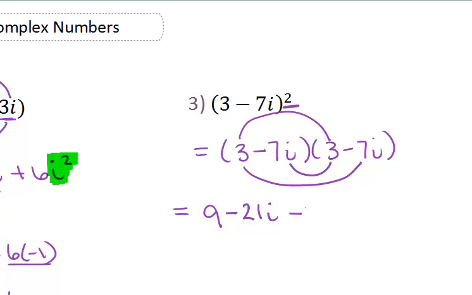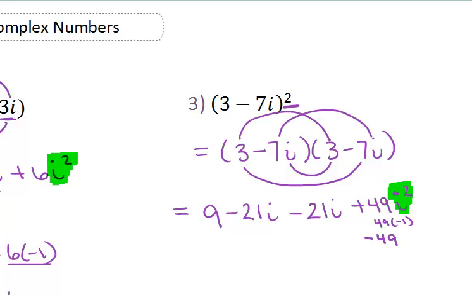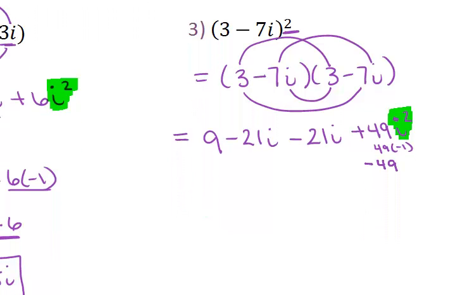Inside, negative 7i times 3 gives me a negative 21i. And last, negative 7 times negative 7 gives me a positive 49. And i times i gives me an i squared. Again, we know that i squared is negative 1. So this is the same thing as 49 times the negative 1, or negative 49. So now I can combine my like terms.